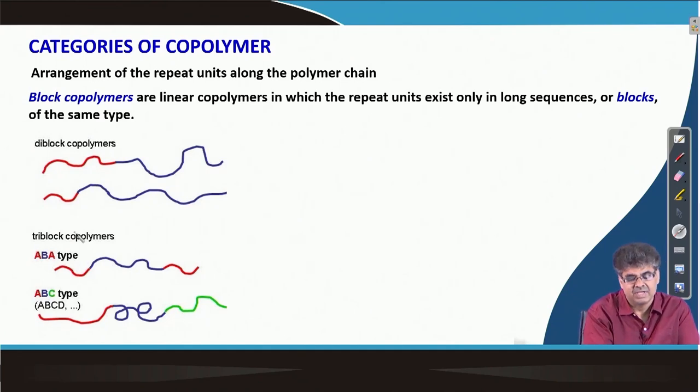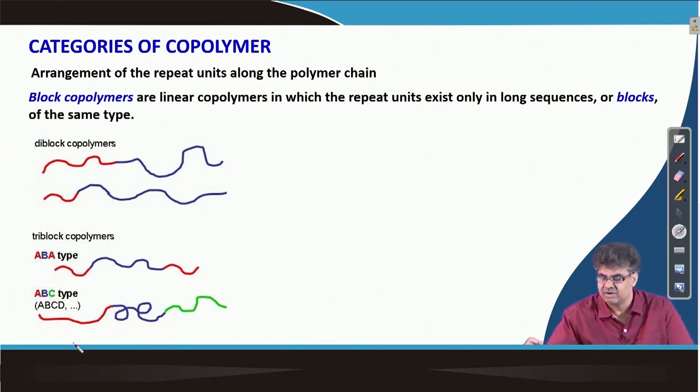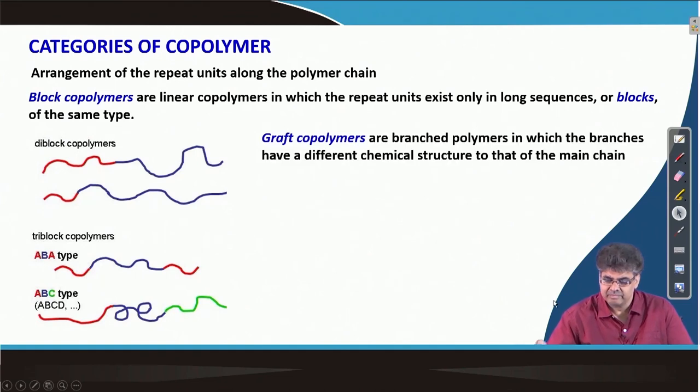We can have a triblock, where in this case it is one block A, then B, and then again A. We can have an A, B, C type block copolymer, where A and B, B and C are different. Similarly, we can have many types of block copolymers as per the arrangement of the monomer units. We can also have graft copolymers.